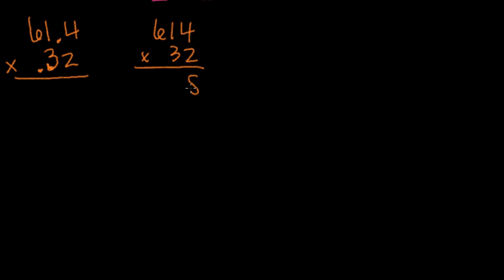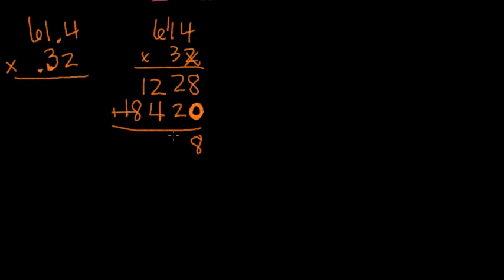2 times 4, 8. 2 times 1, 2. 2 times 6, 12. We're done with the 2. Now put the 0 down there to hold that place value. Okay, that 1's place. 3 times 4 is 12. 3 times 1 is 3 plus 1 is 4. And 6 times 3 is 18. Now we got to add them. 8, 4, 6, 9, and 1.